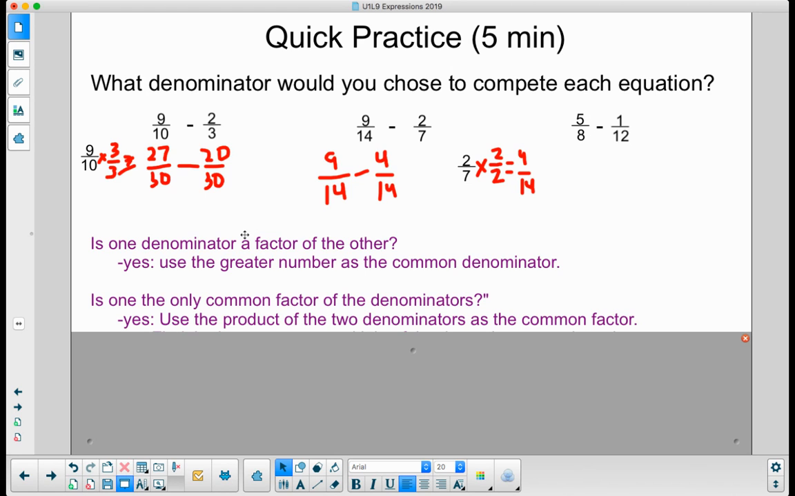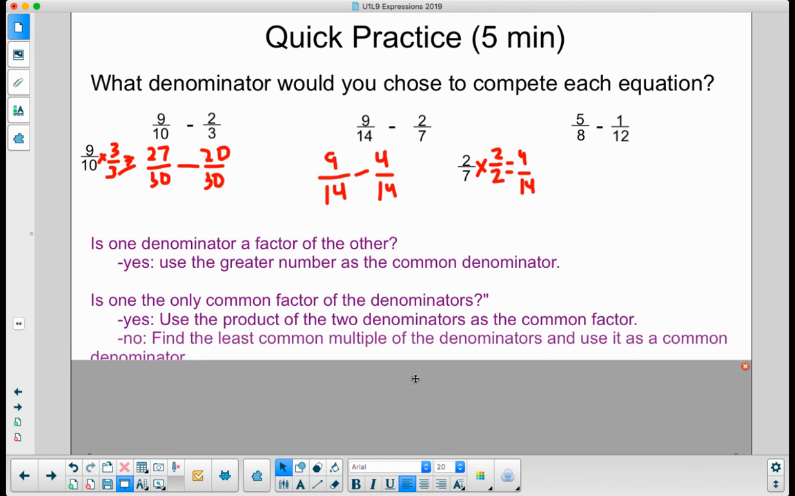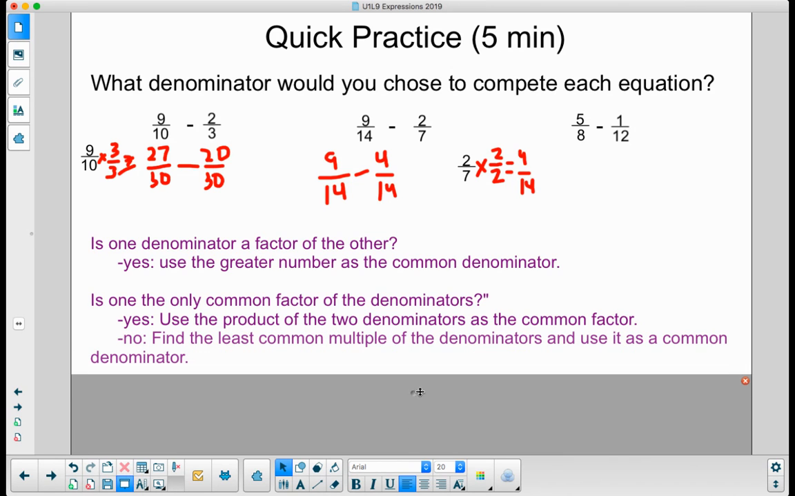Now take a look at here. We have 8 and 12. Is one denominator a factor of the other? Is 8 a factor of 12? No, nothing multiplied by 8 is 12. Is 1 the only common factor of the denominators? I know 1's not the only one because they're both even, so they both have 2 as a factor. In fact, 8 and 12 also have 4 as a factor. So what am I going to do? I am going to find the least common multiple of the denominators and use it as a common denominator.